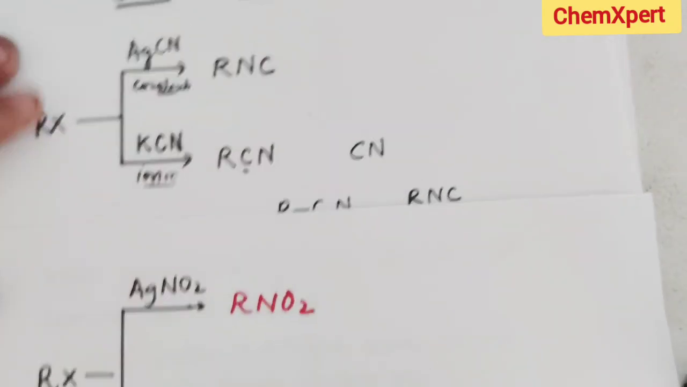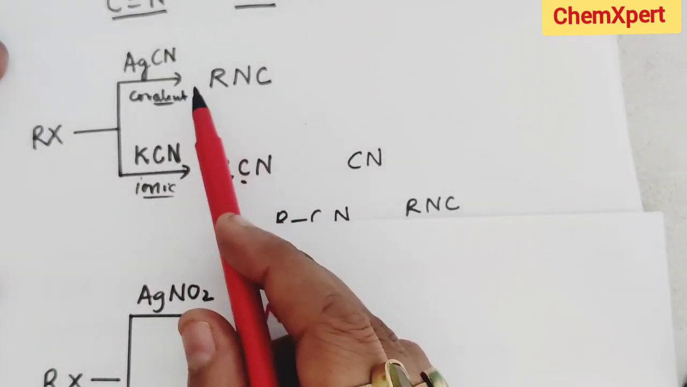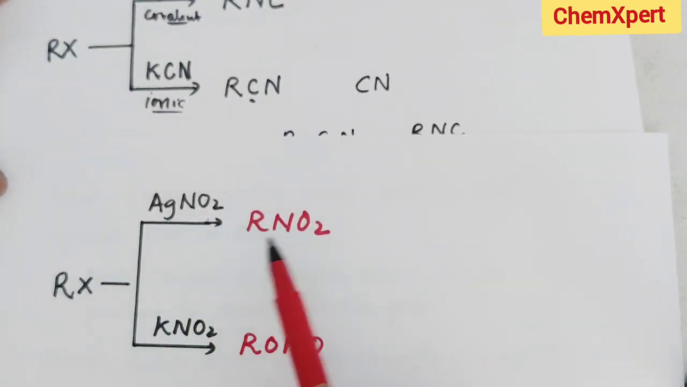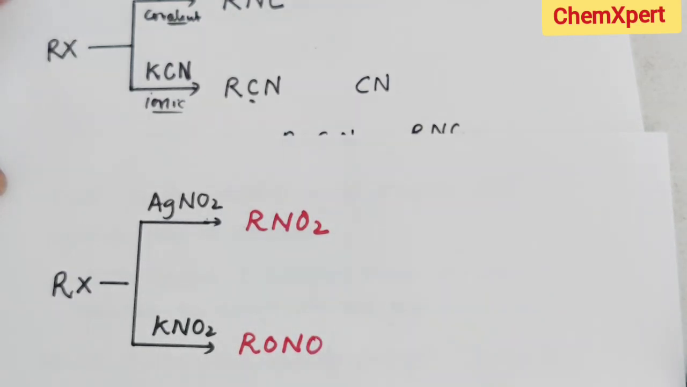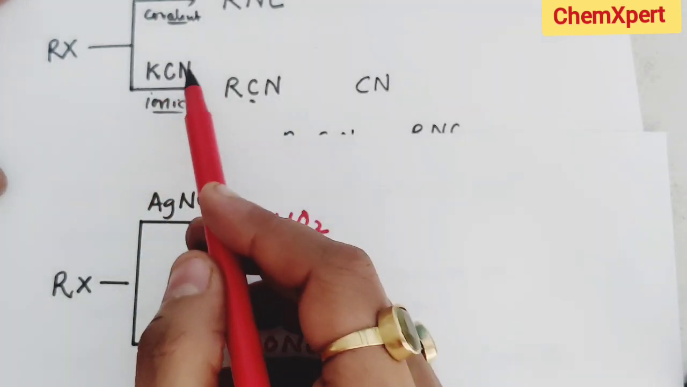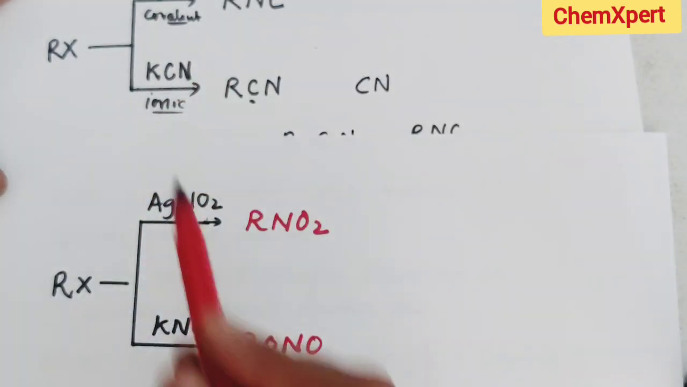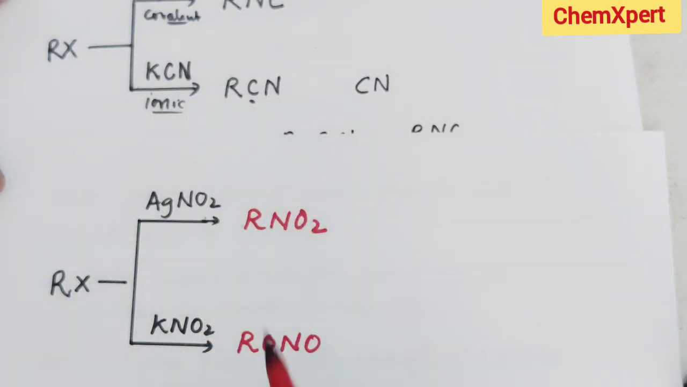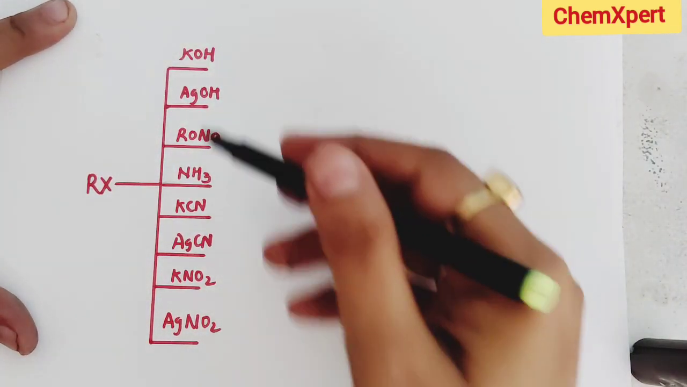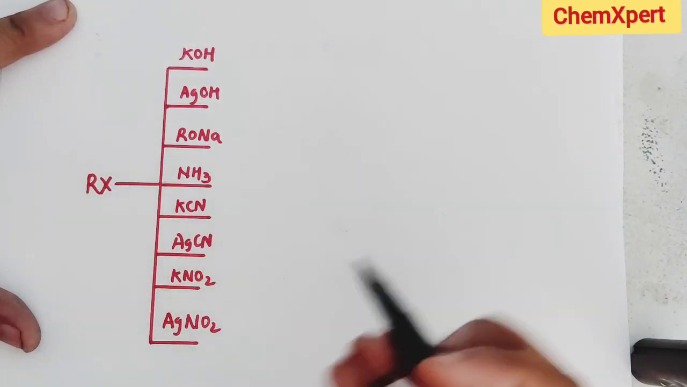In case of AgCN, it is forming RNC. In case of AgNO2, it is forming RNO2. It always attacks from the nitrogen side in case of the covalent compound, whereas in case of the ionic compound, other than the nitrogen side, it will attack, giving RCN, RONO. So these are all the reactions which we have done in nucleophilic substitution reactions.